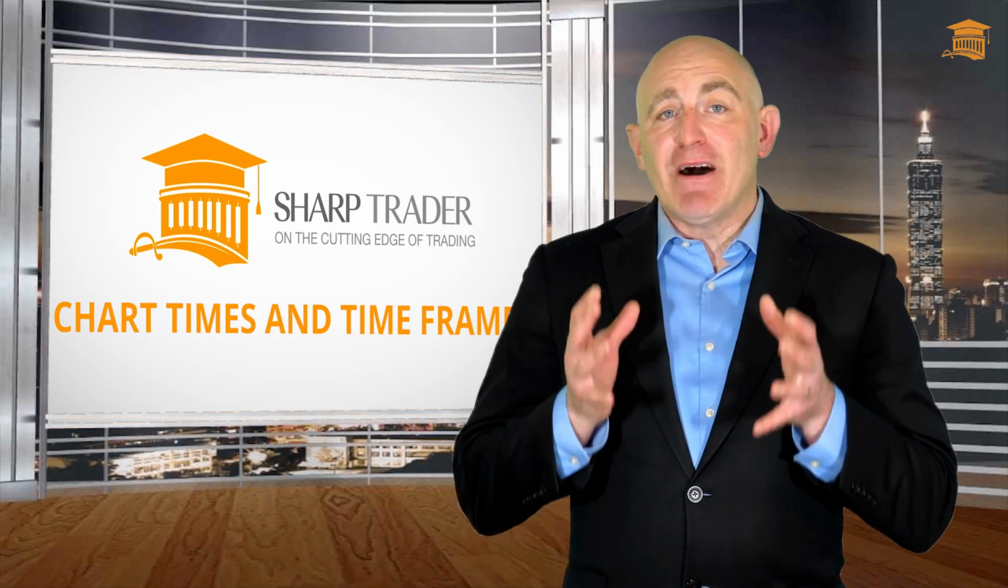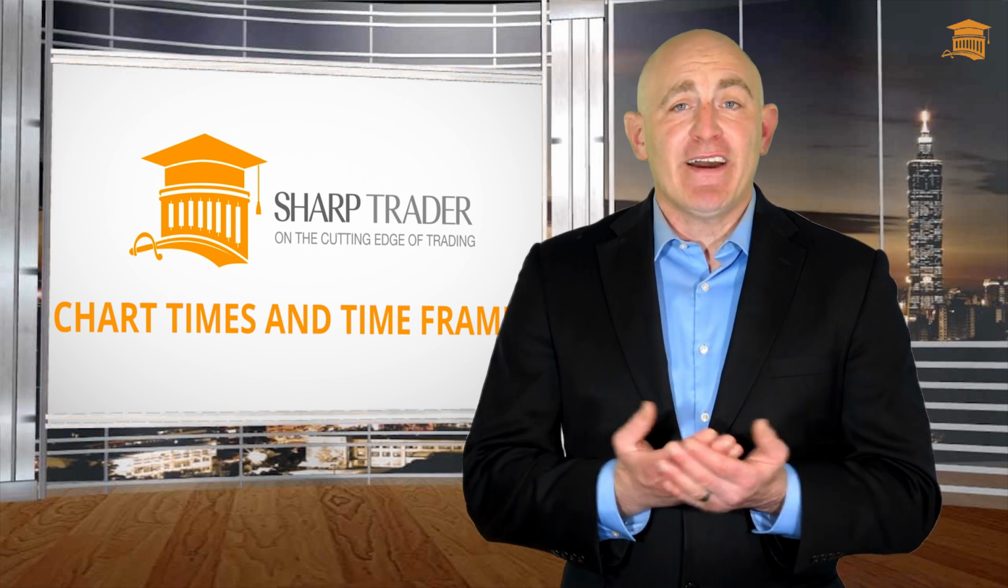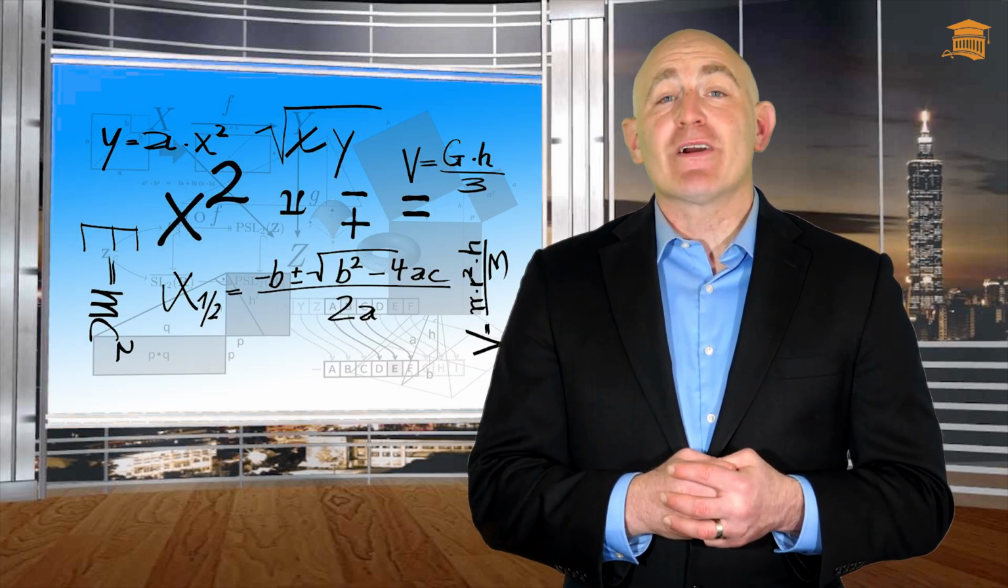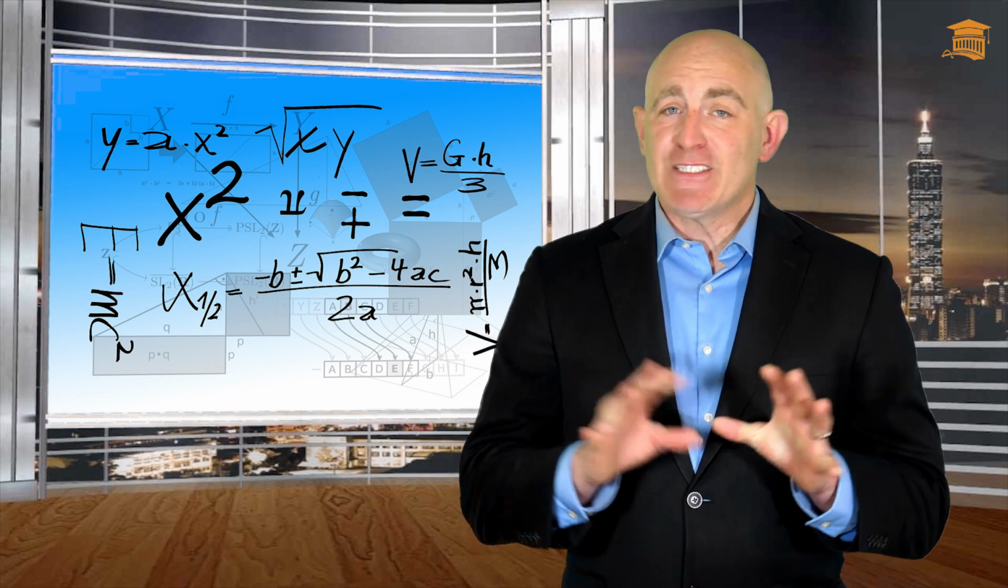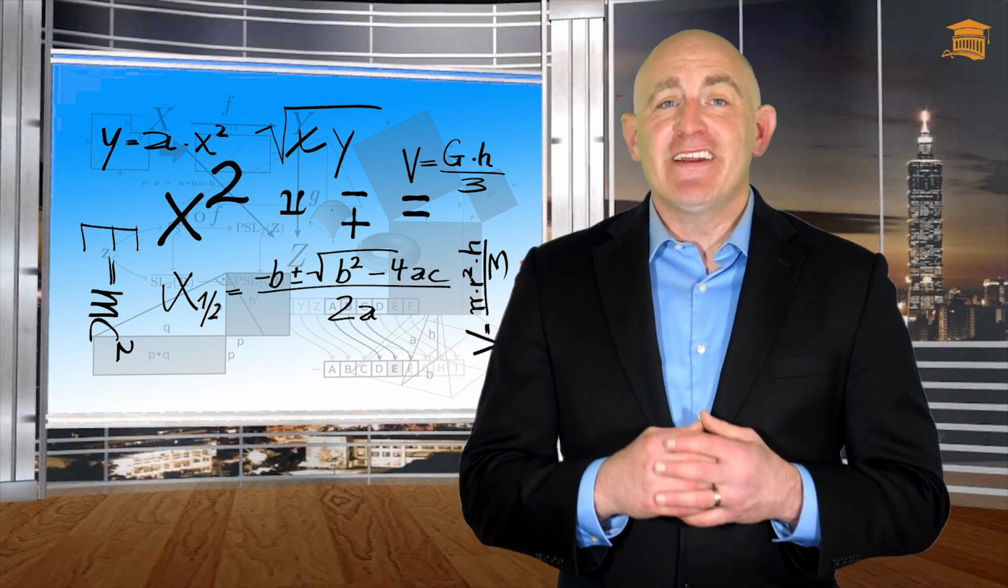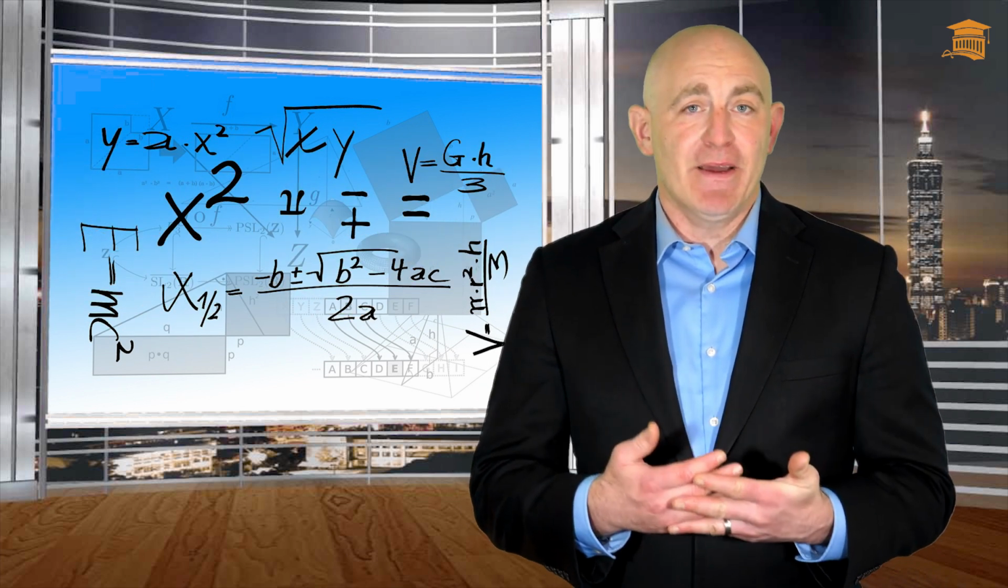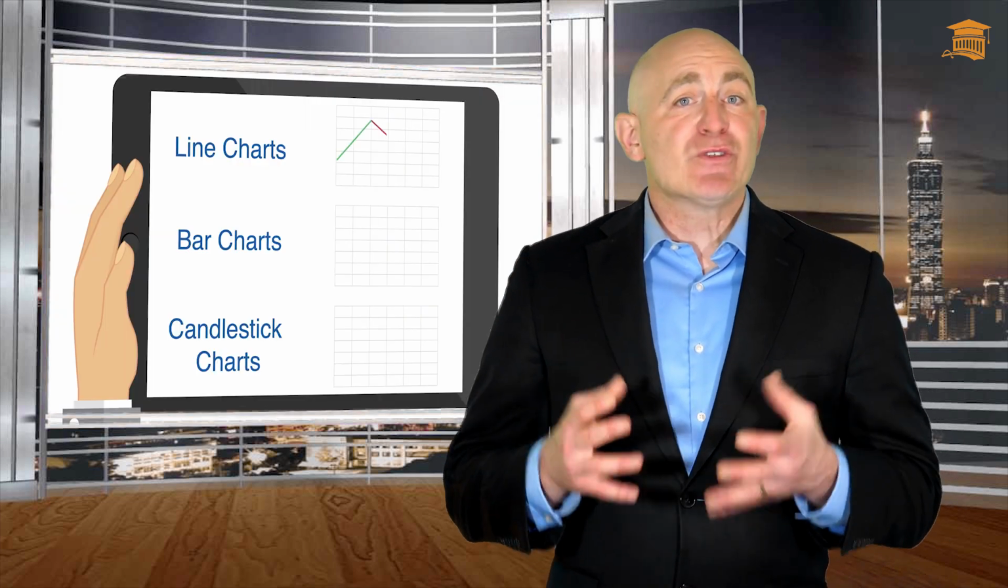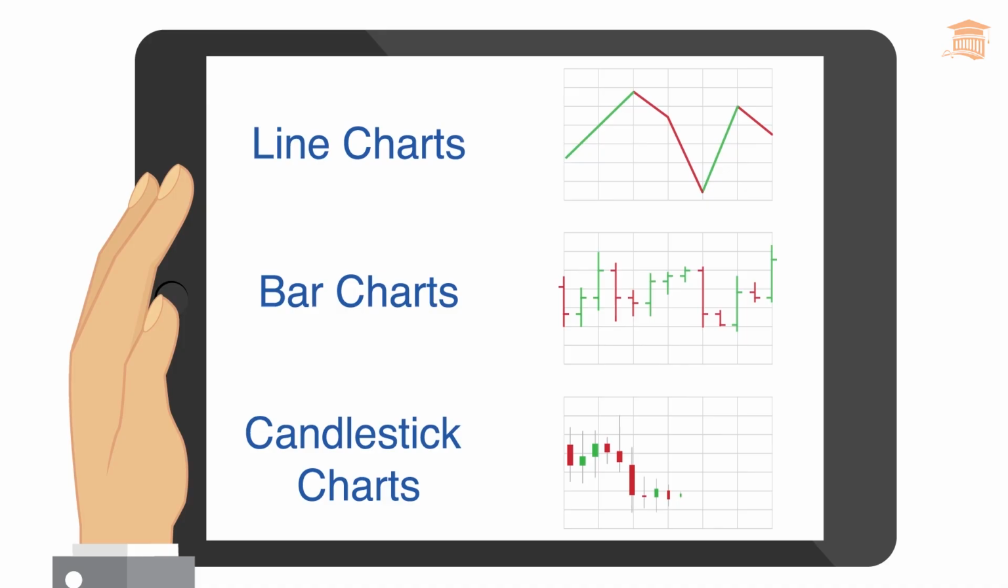Now that we've learned a bit about financial markets and opened an account, the first thing you'll notice is that we'll be working with a lot of charts. Not to worry though, they're not as complicated as your 7th grade math teacher tried to make them. In financial trading, we use 3 types of charts: line charts, bar charts, and candlestick charts.